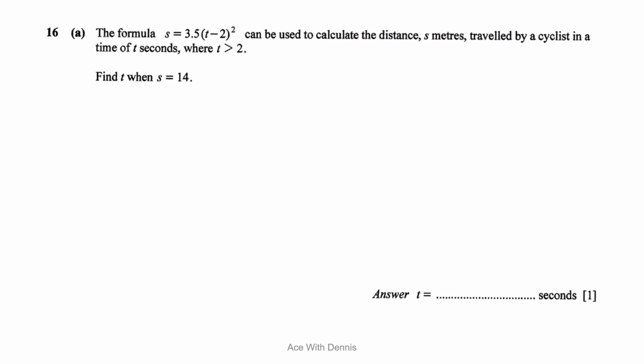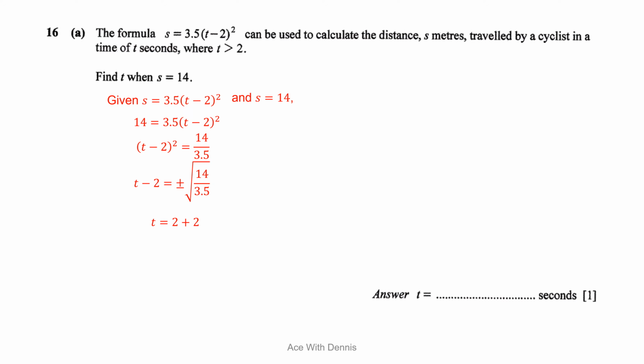1 mark. So given this formula, s = 3.5(t − 2)², and s = 14, we just substitute the value of s into the formula, which is 14 = 3.5(t − 2)². Then we solve this equation. (t − 2)² = 14 over 3.5. So t − 2 will be plus or minus the square root of 14 over 3.5.